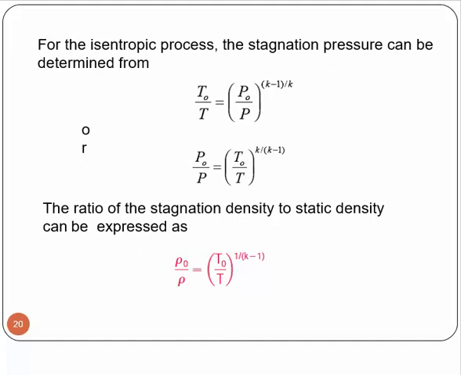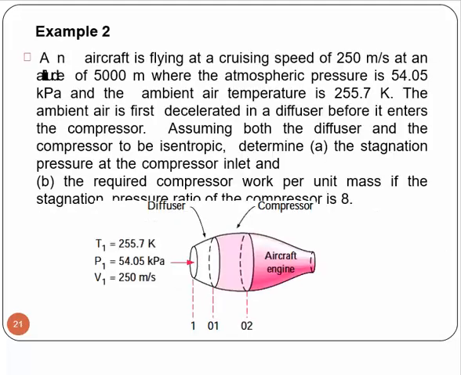For the isentropic process, the stagnation pressure can be determined as T naught by T is equal to P naught by P raised to the power K minus 1 by K. The ratio of the stagnation density to the static density can be expressed in terms of rho naught by rho is equal to T naught by T raised to the power 1 by K minus 1. Let's take the second example.